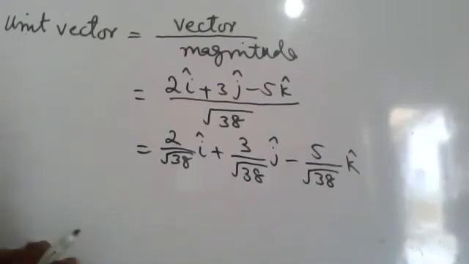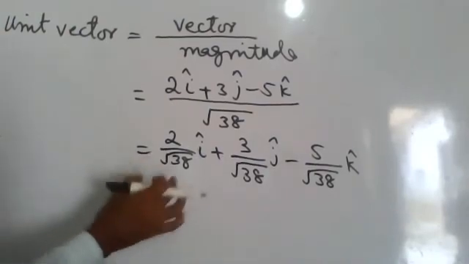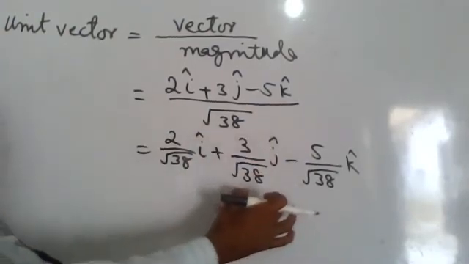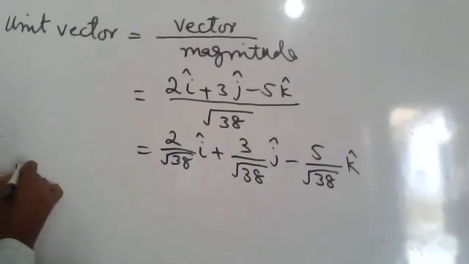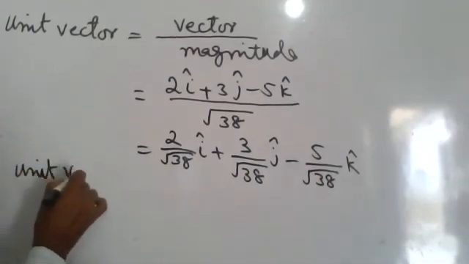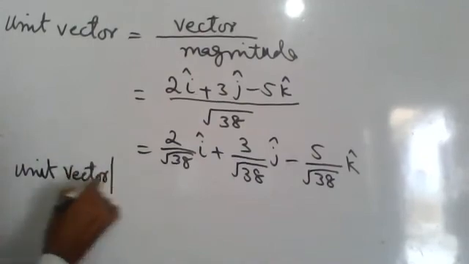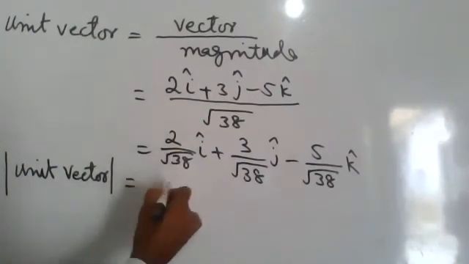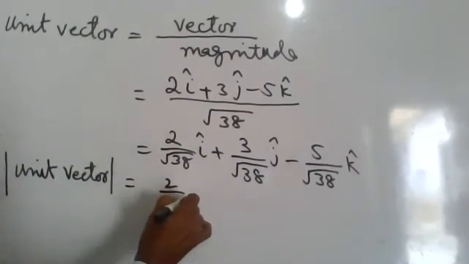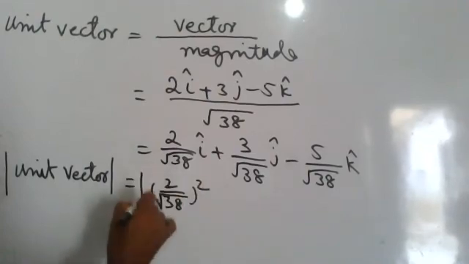I told you, a unit vector is that vector whose magnitude is 1. If you find the magnitude of the unit vector, we have to take the square of this one, square of this one, square of this one, add, and then take the square root. The magnitude of the unit vector should be equal to 1.